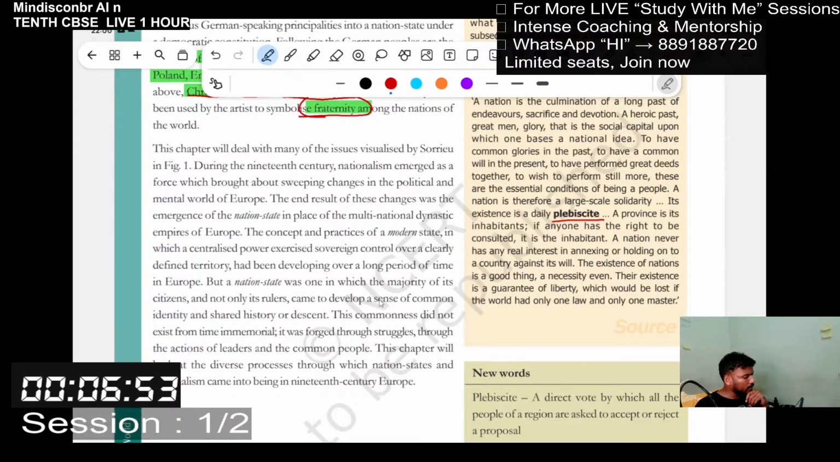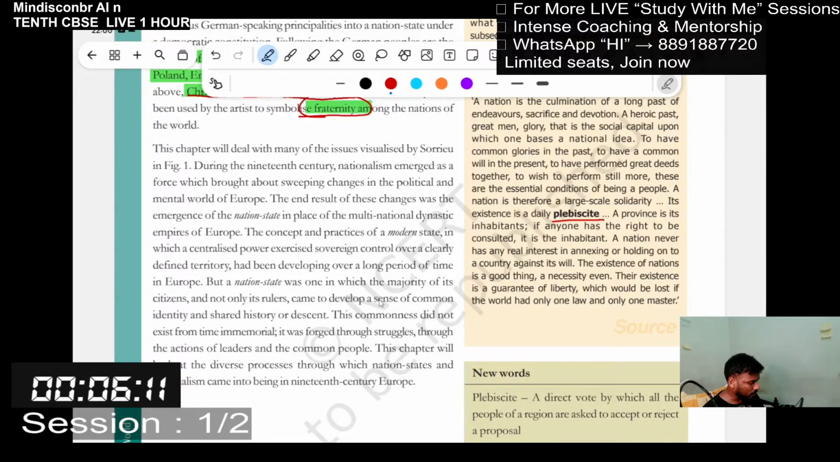The chapter will deal with many of the issues visualized by Sorio in Figure 1. During the 19th century, nationalism emerged as a force which brought about sweeping changes in the political and mental world of Europe. The end result of these changes was the emergence of the nation state in place of the multinational dynastic empires of Europe. The concept and practices of modern state in which a centralized power exercised sovereign control over a clearly defined territory had been developing over a long period of time in Europe.